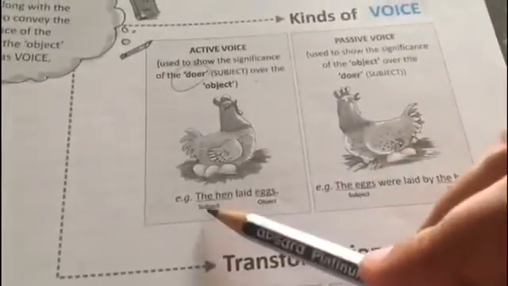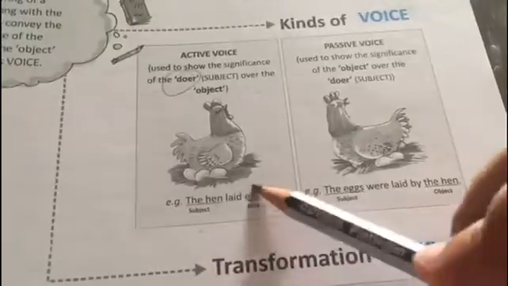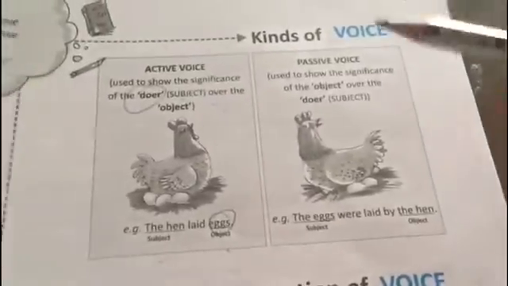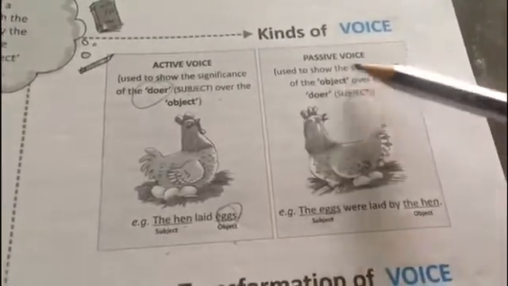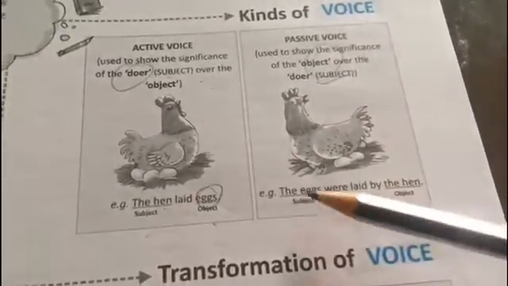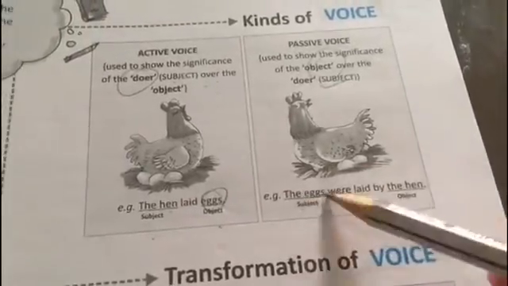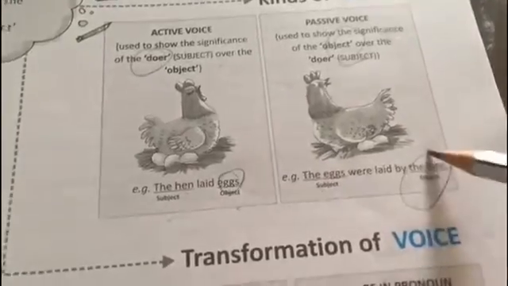For example, the hen laid eggs. So here the hen is the subject and eggs is the object. After that, we'll talk about passive voice. Passive voice is used to show the significance of the object over the subject. For example, the eggs were laid by the hen. So here the eggs is the subject and by the hen is the object.